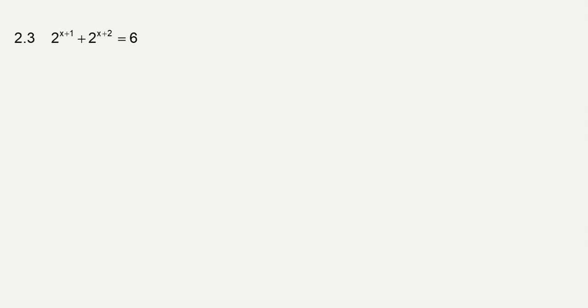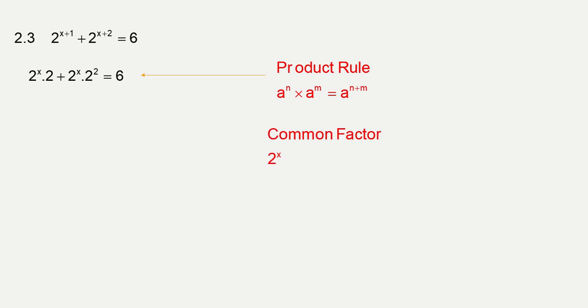The third one, you have 2 terms. You can reverse the product rule there. So you separate 2 exponent x plus 1 to be 2 exponent x times 2. You do the same on the second term. You take out a common factor, which is 2 exponent x. Then you are left with 2 plus 2 squared. That is 6. You divide by 6 on both sides.